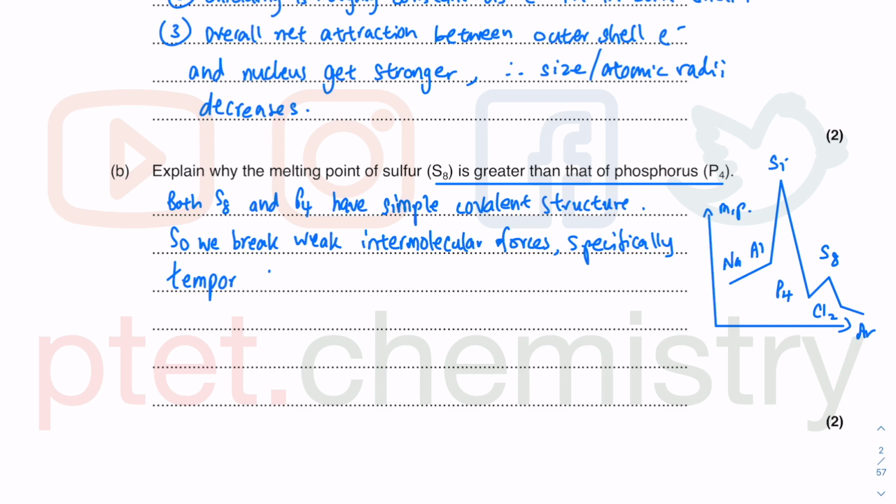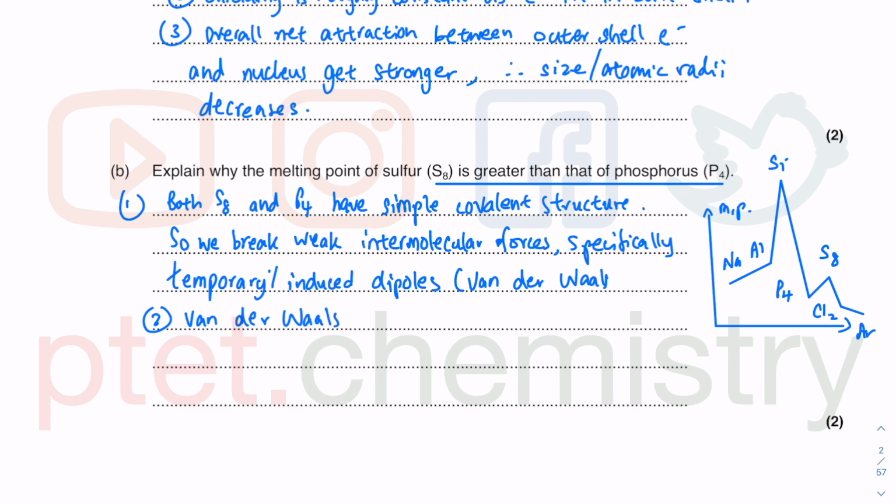Temporary, I should really spell it properly, temporary or induced dipoles, what we call the van der Waals. The van der Waals in S8 is actually stronger, sorry. So S8 is stronger than between P4.